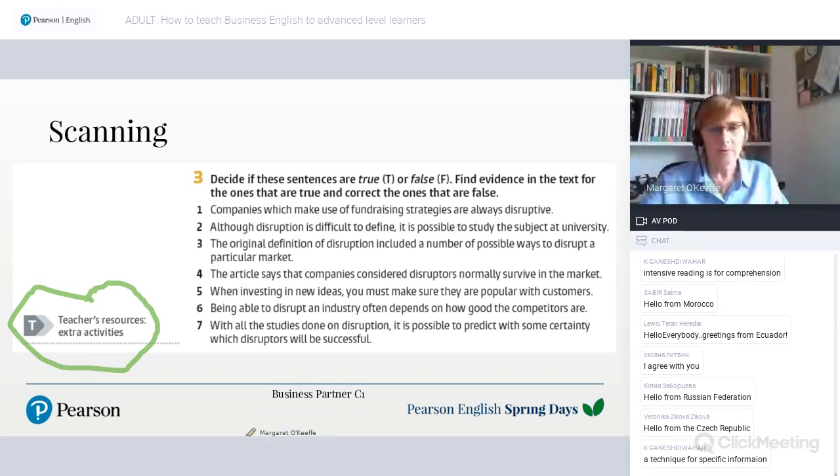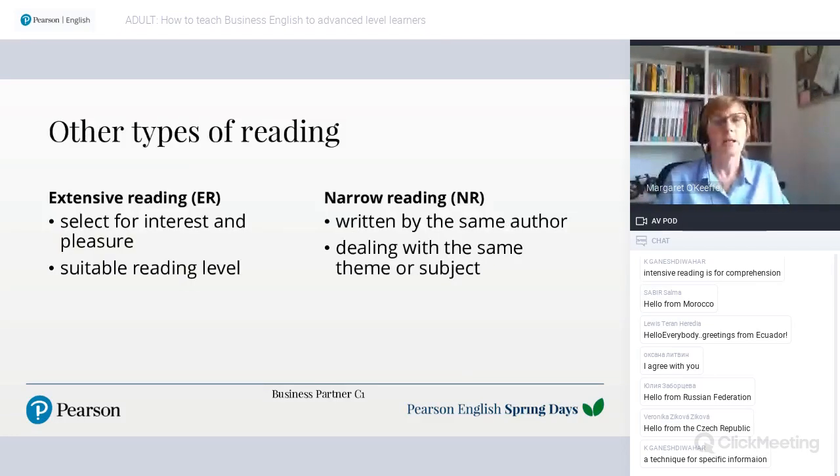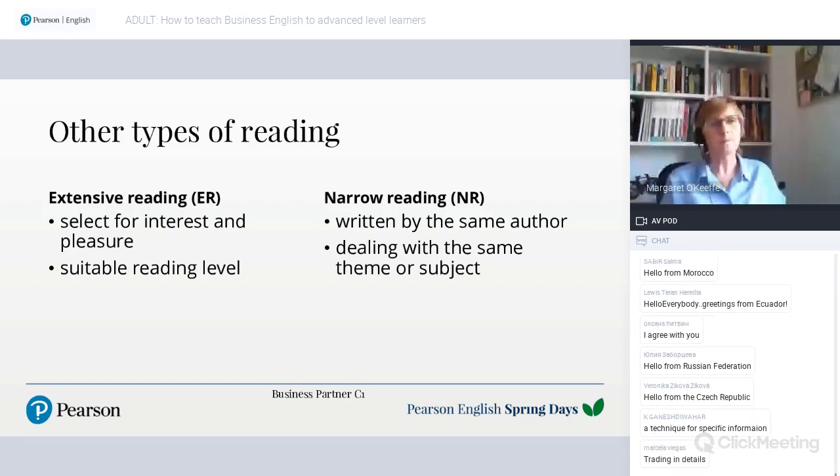So we need another type of reading as well that's not going to be covered in the classroom materials. And I'm going to talk about these two types of reading, extensive reading and narrow reading. Extensive reading is very much about the learners themselves choosing to read longer texts for pleasure, for interest. And it's also choosing the suitable reading level.